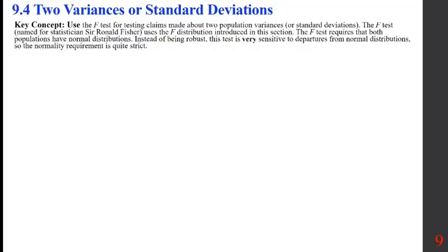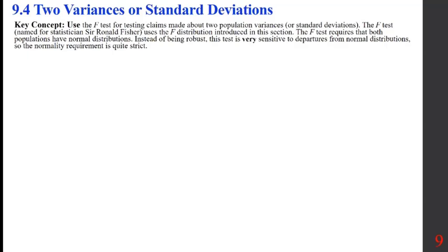So, two variances or standard deviations. The F-test for testing claims made about two population variances or standard deviations. The F-test, named for statistician Sir Ronald Fisher, uses the F-distribution introduced in this section. The F-test requires that both populations have normal distributions.